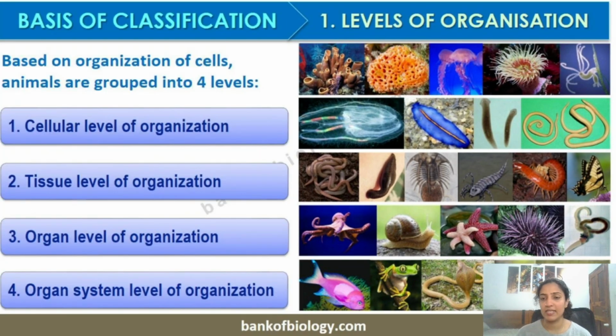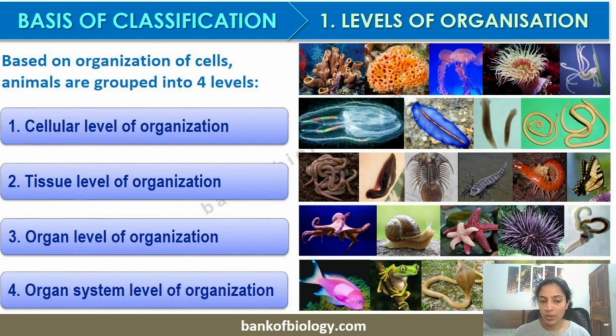So the first one is levels of organization. What do you mean by levels of organization? Levels of organization is nothing but how the body of an organism is composed. So first, let us see cellular level of organization, in which that particular organism has a single type of cell throughout its body. And next, tissue level of organization, in which they have different types of cells or groups of cells which are specialized to do certain functions.